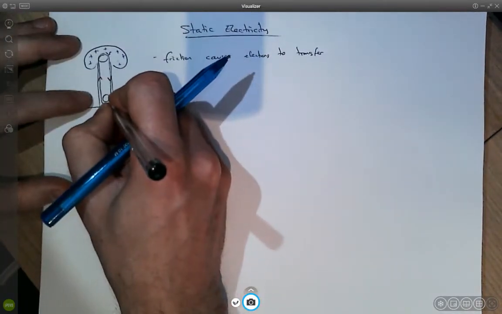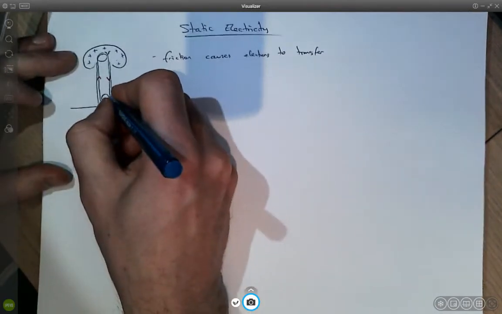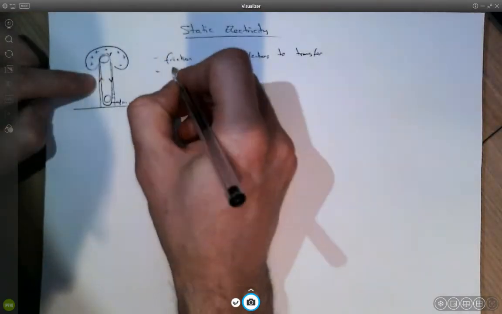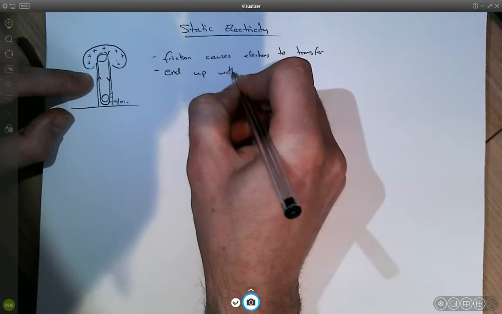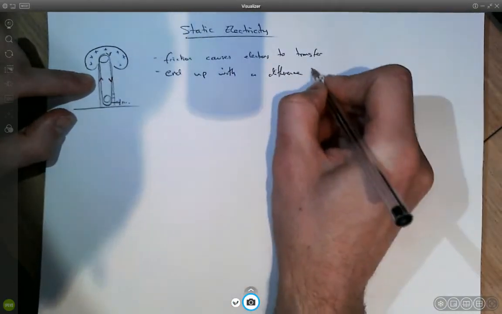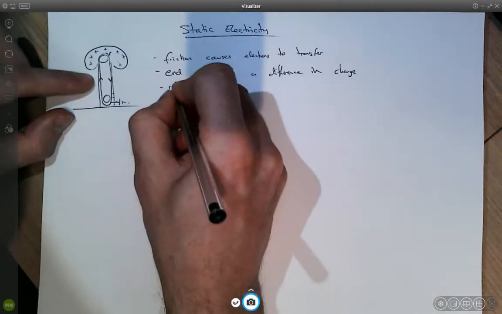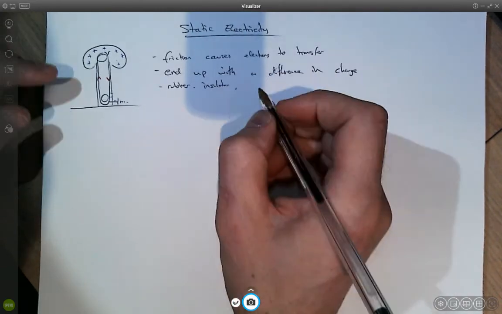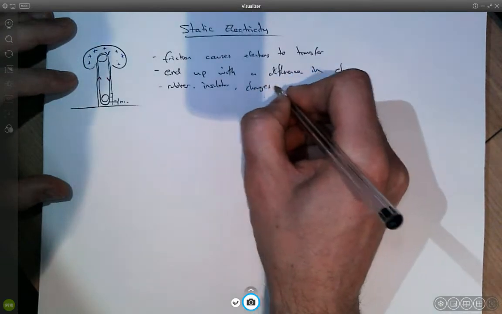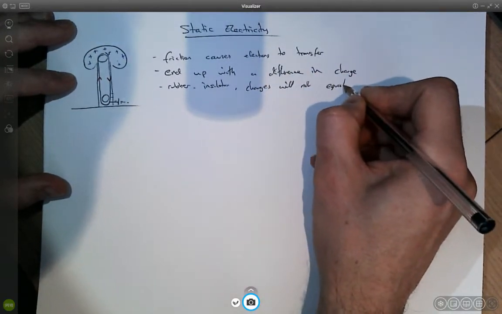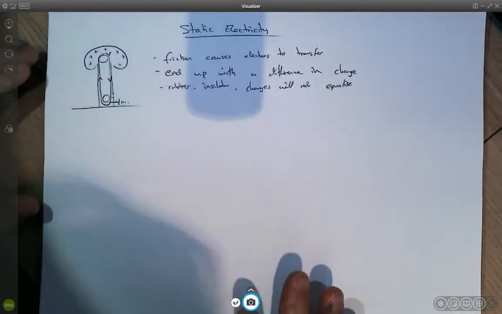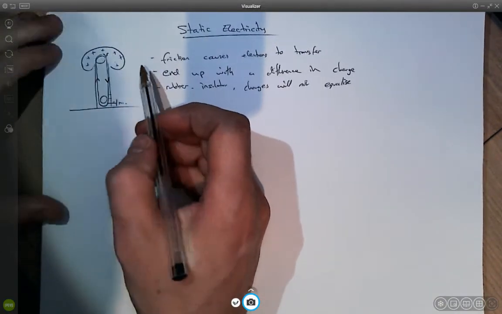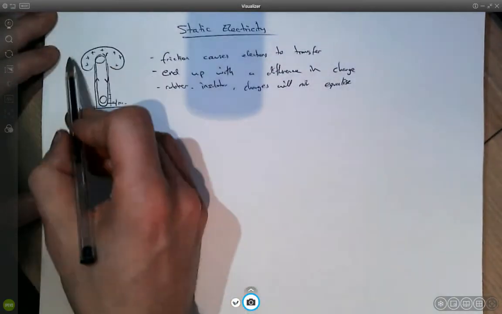Now, the bottom of the belt is earthed to ground, so the negative charges end up flowing down here, and we end up with a difference in charge. Now, because the rubber is an insulator, we don't have charges flowing back up. And I'm going to put equalize because the charges won't conduct along the rubber. So now we have a positive charge separated from ground. And because the air is an insulator, because the rubber is an insulator, we don't have a flow of charge.